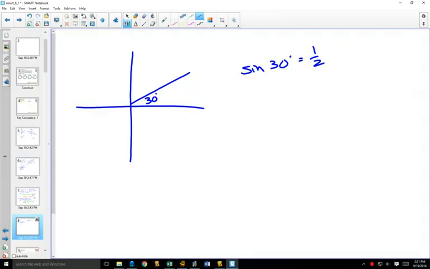Now, what is your definition of sine? Definition of sine is opposite over hypotenuse. So if we made a triangle, straight down here, made a right angle triangle, that would say if I measured this side and it happened to be 2, then the hypotenuse here would have to be 4 because my opposite over hypotenuse has to equal a half. In this case, is 1/2 the same as 2 over 4?